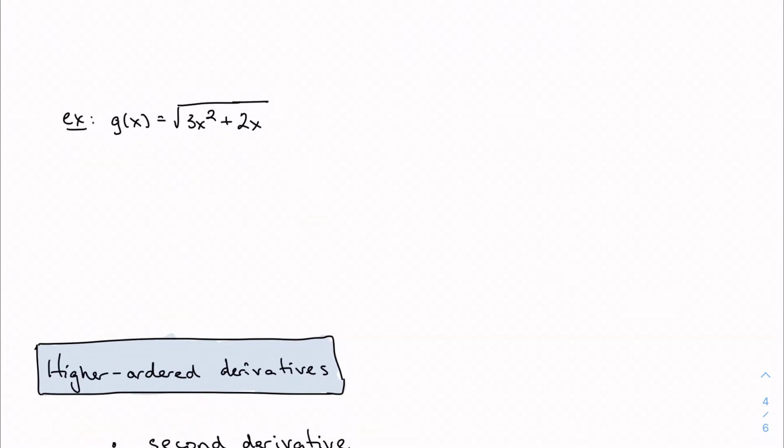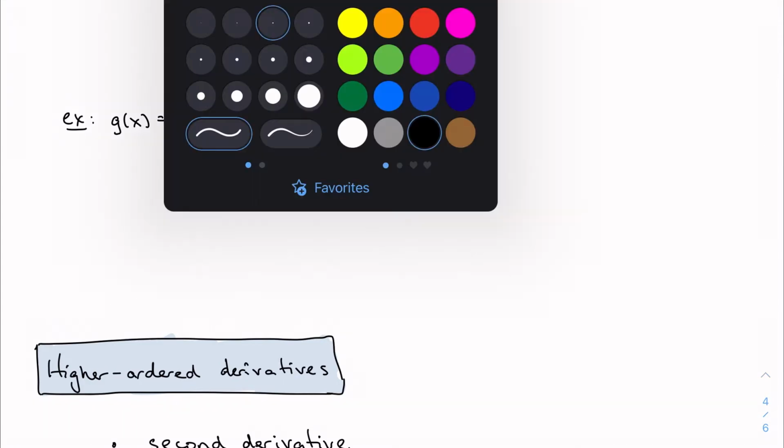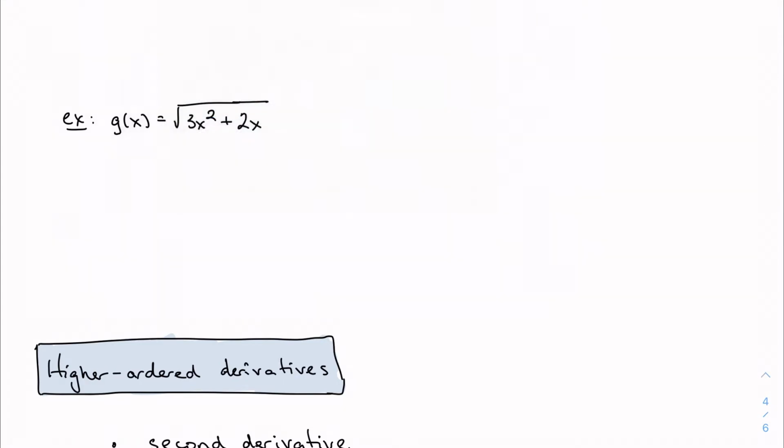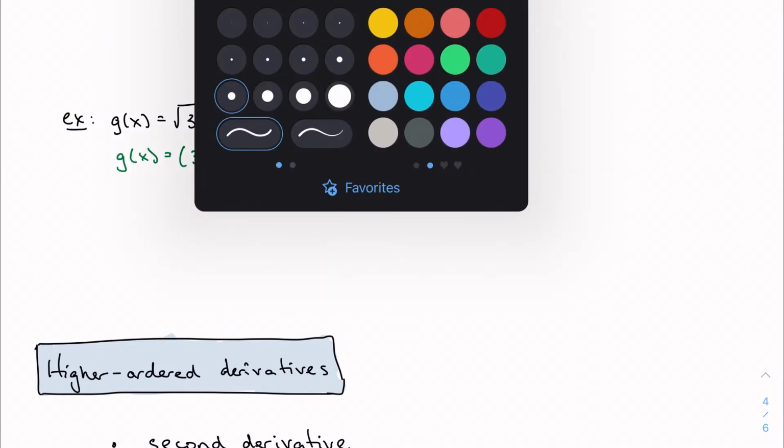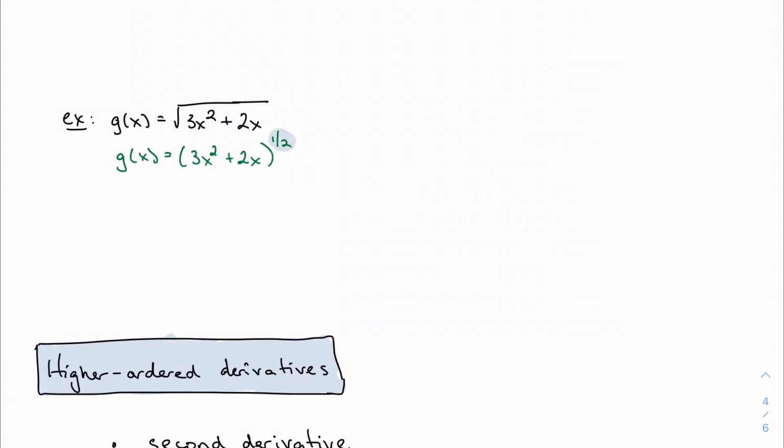This next one. You might be confused by the square root, but think about what we talked about before. We can always rewrite this using a power. This is 3x squared plus 2x to the 1/2. And now it's just a power rule problem. I'll use a little bit lighter colors here just so they show up a little bit better. So my outer piece is something to the 1/2.